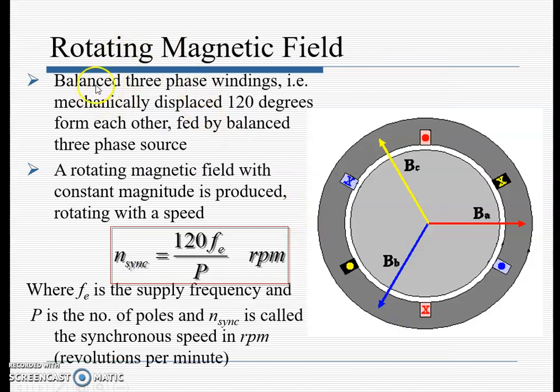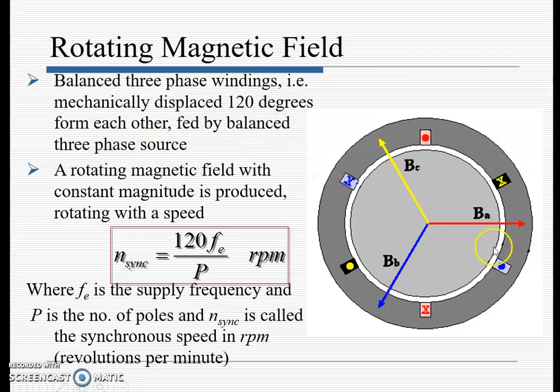So this is the rotating magnetic field. Here you can see that there are three fields which are 120 degrees apart from each other. That represents the three-phase supply given to the induction motor. The balanced three-phase windings, that is, mechanically displaced 120 degrees from each other, are fed by a balanced three-phase source.